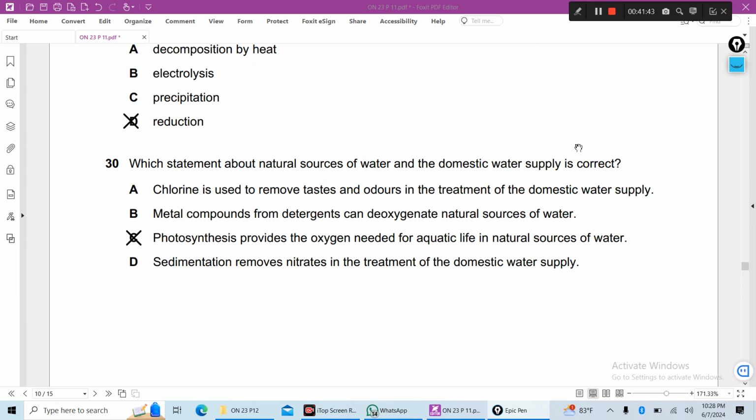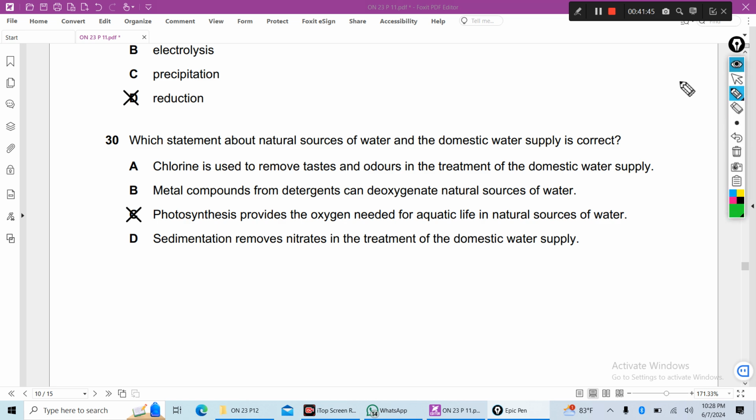Next, which statement about natural sources of water and the domestic water supply is correct? C. Photosynthesis provides the oxygen needed for aquatic life in natural sources of water. You know, photosynthesis produces oxygen. That oxygen dissolves in water, and that is needed for aquatic life.